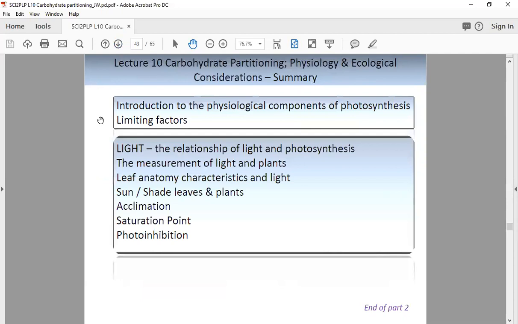All right, so here we have a summary of what we've looked at so far.